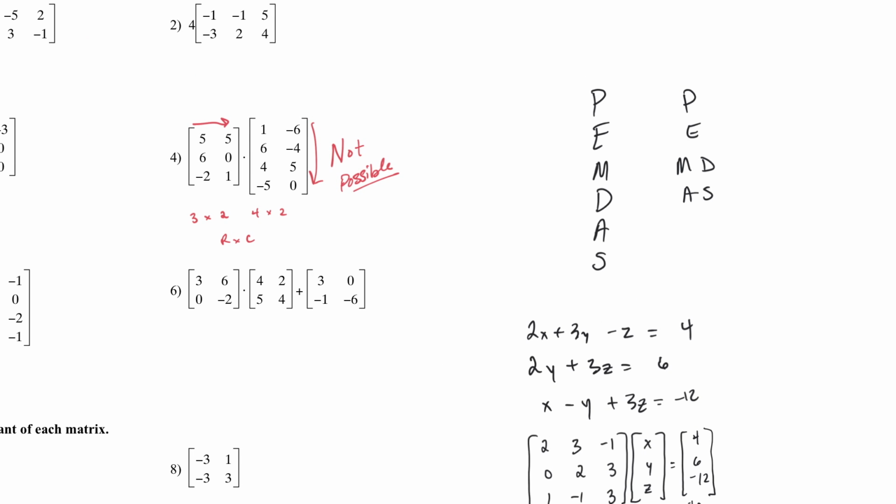Question 6 has multiplication and addition involved. So the first thing I'm going to do is check to see if it's even possible. I know that if I multiply a 2 by 2 times a 2 by 2, it's totally fine, and I'm going to get a 2 by 2. Can I add a 2 by 2 to a 2 by 2? Yes. So it means it's possible, so I'm not going to waste my time by trying it.